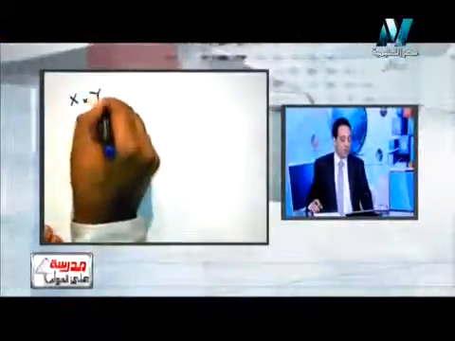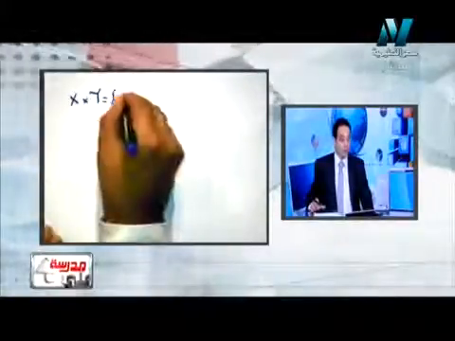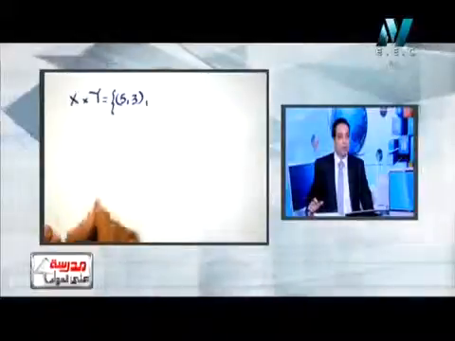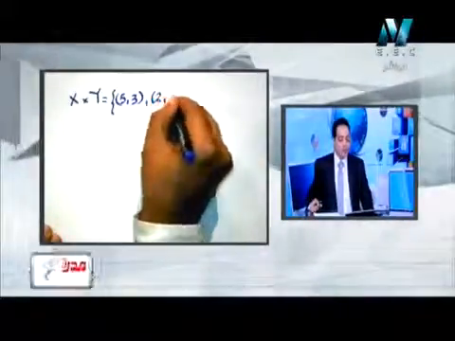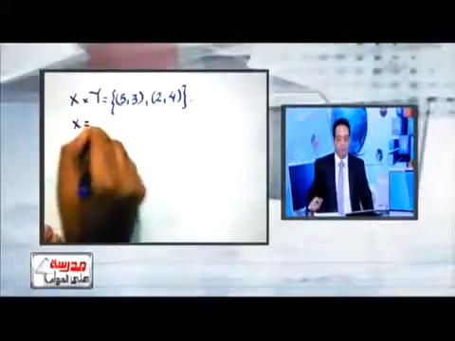Another one. It says if x product y equals the set of (5, 3) and (2, 4), then x equals what and y equals what?